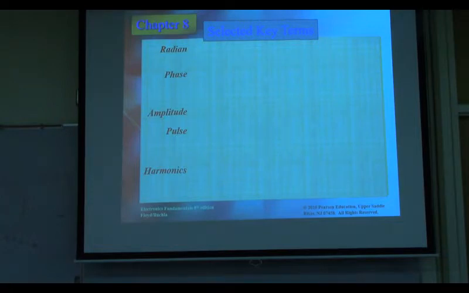For example, pi over 3 radians equals how many degrees? That's 60 degrees, right? Okay, so we need to convert this back and forth quickly.